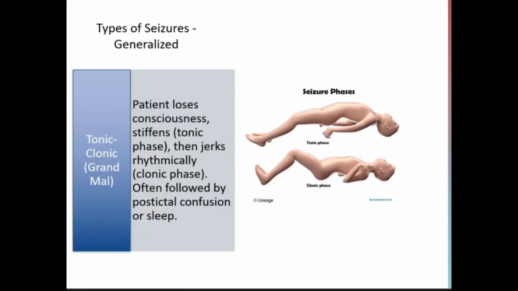We'll start here. Generalized tonic-clonic, the grand mal. So they will start with that tonic phase, which is where they stiffen up, go unconscious, moving into the clonic phase, which is the rhythmic jerking of the seizure. These typically last like 1 to 3 minutes. They can go longer. They can be shorter. I've seen some that are 30 seconds, 10 seconds. I've seen some that are 5+ minutes.